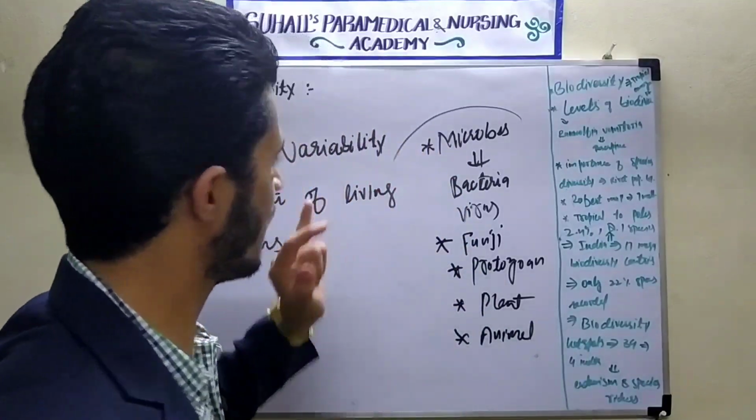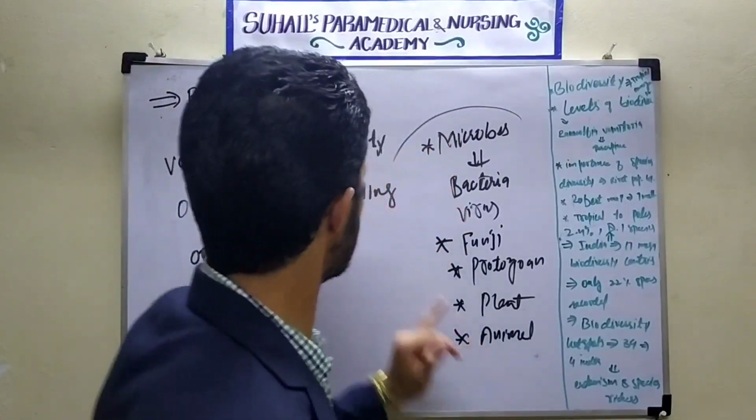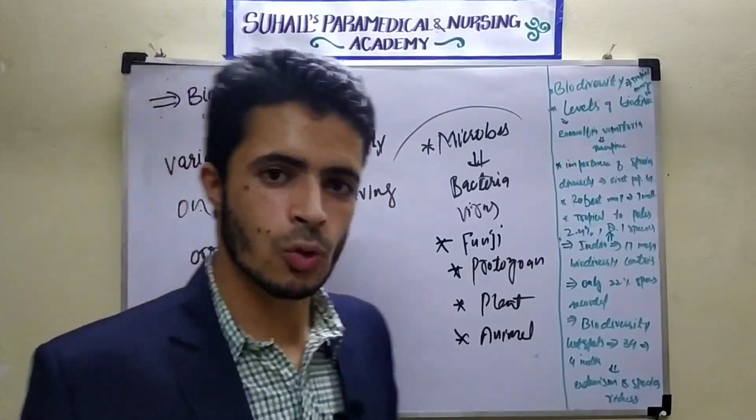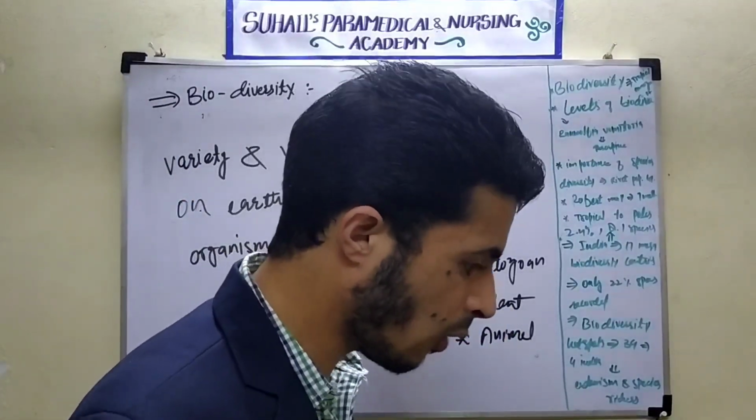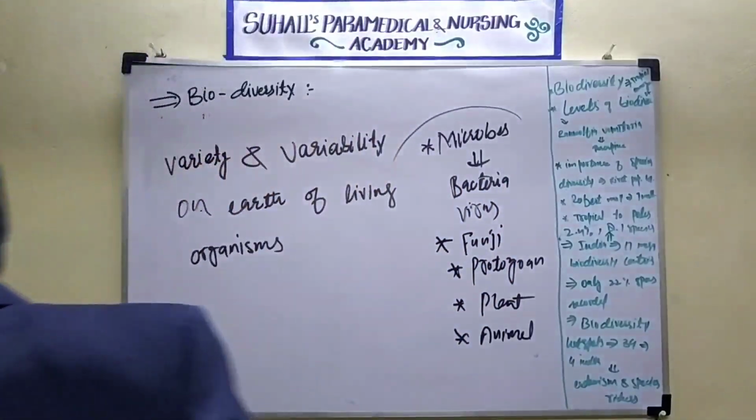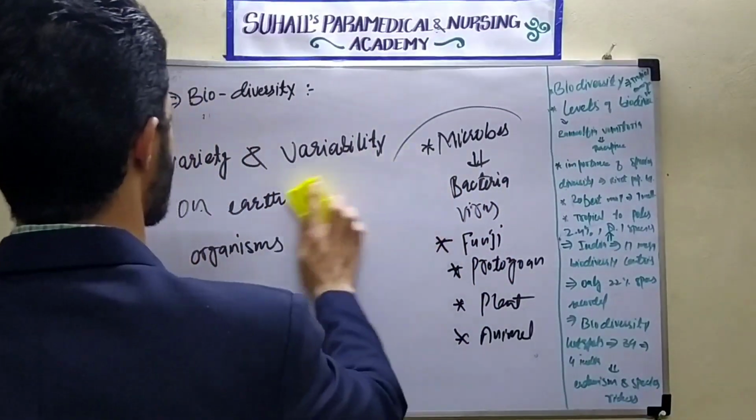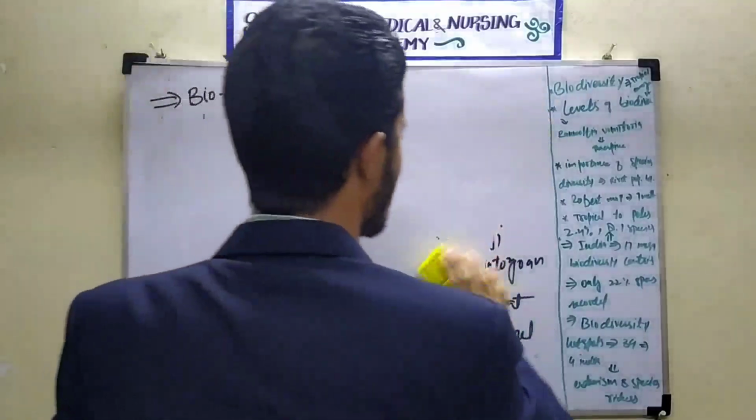So there is variety and variability of living organisms. So this was all about what is biodiversity. Life is diverse, you all understood. Now I am going to tell about what are the levels of biodiversity.